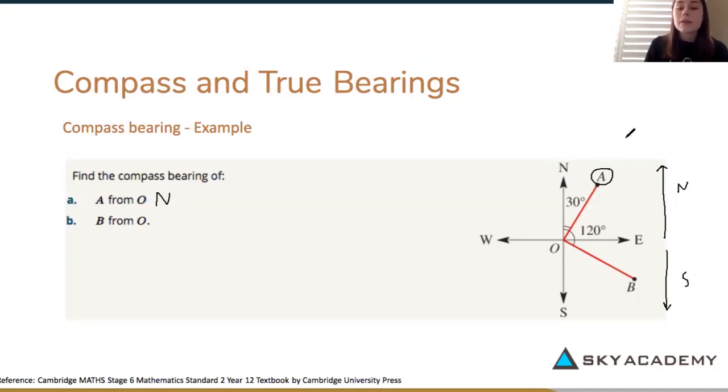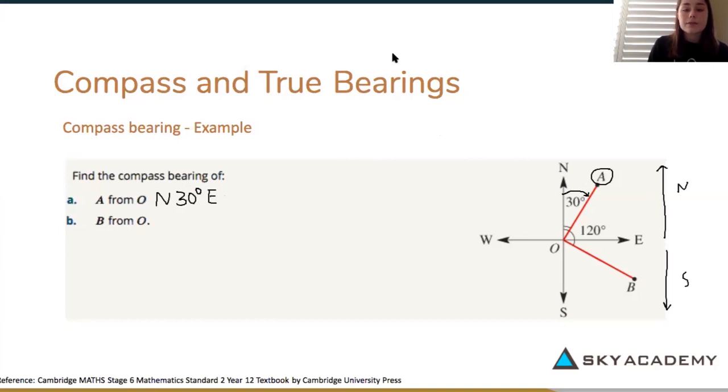And so if I have a look in here, it indicates that I'm 30 degrees from north. So I'm going to write 30 degrees in there. And we are traveling easterly, in an east direction. So I can put E on the end of my compass bearing to indicate that I am 30 degrees east from north.